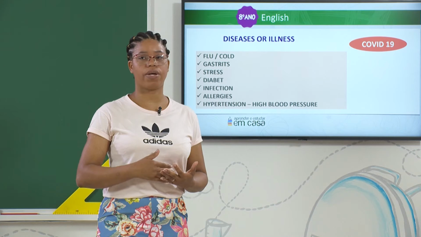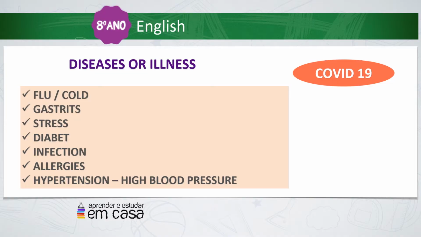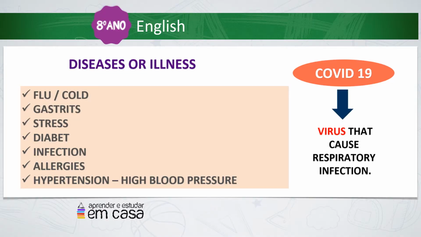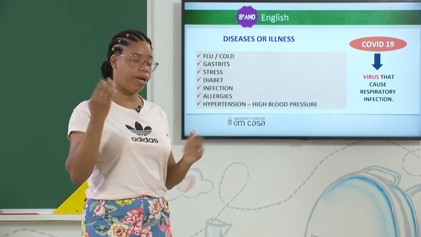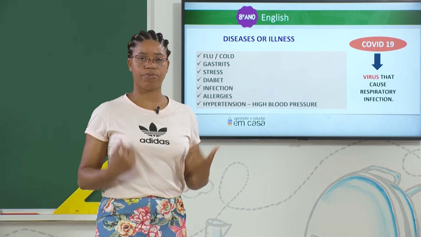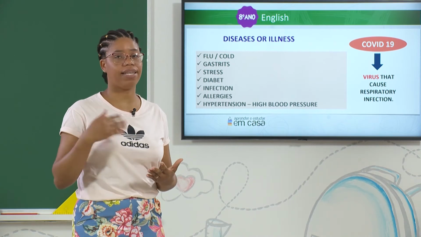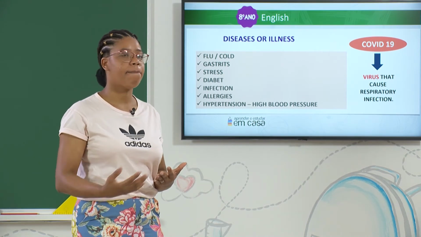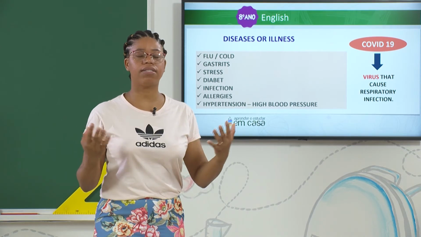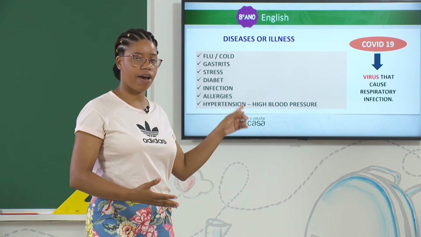It has killed many people around the world, and we are still fighting it. That's why we must take caution. What is COVID-19? It's a virus that causes respiratory infection. When a person has COVID-19, this person has a respiratory infection, the person can't breathe, the person has many other complications that can lead this person to death. That's why many children, especially a lot of old people, are dead now because of this virus.